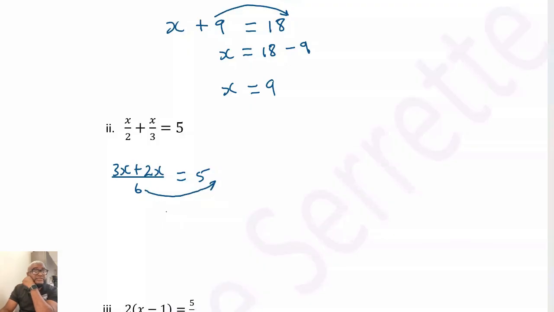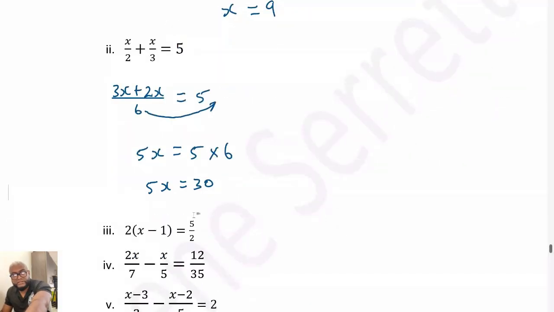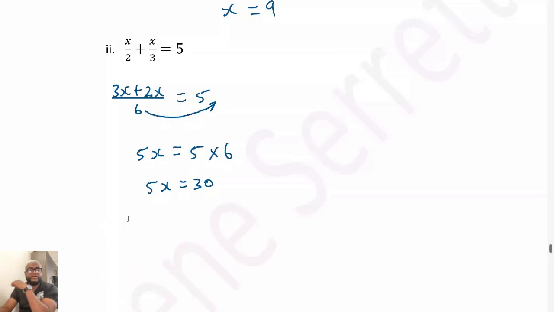And what do we do with 6? Multiply. 3x plus 2x will be how much? 5x. So 5x is equal to 5 multiplied by 6. Everybody with me? 5x is equal to 30. So x is equal to 6. So you carry 5 here. What do you do with 5? You're dividing it. X is equal to 30 divided by 5. X is equal to 6. Okay?